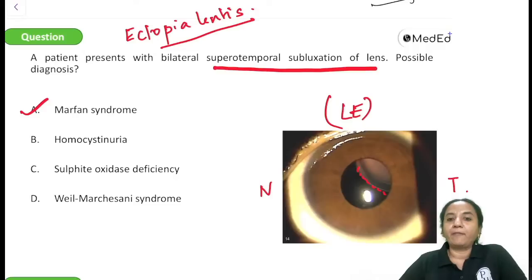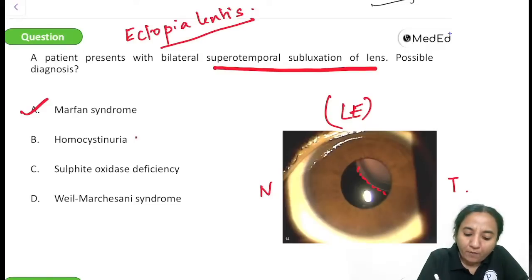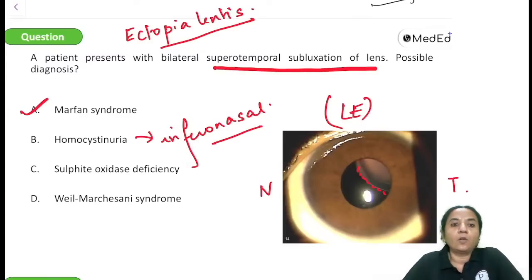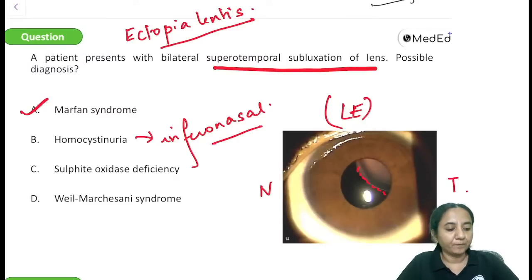Now just to quickly revise, what is the position of the lens in homocystinuria? The position of the lens in homocystinuria is inferonasal. Inferonasal subluxation is seen in homocystinuria, superotemporal in Marfan.